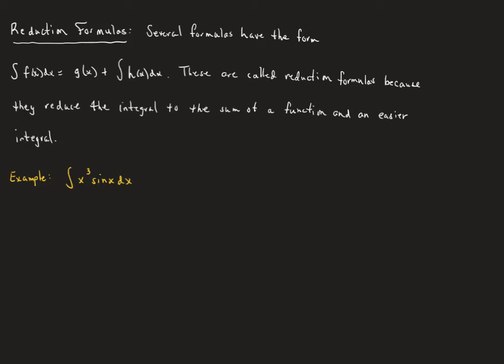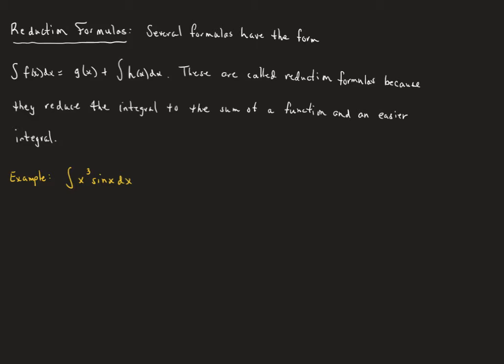Reduction formulas. Several formulas that we'll find on this table have the form that the integral of f of x will be g of x plus a second integral. These are called reduction formulas because they reduce the original integral to the sum of a function and what's hopefully going to be an easier integral. Everything we do here is going to be using the tables. So let's see what we have here.